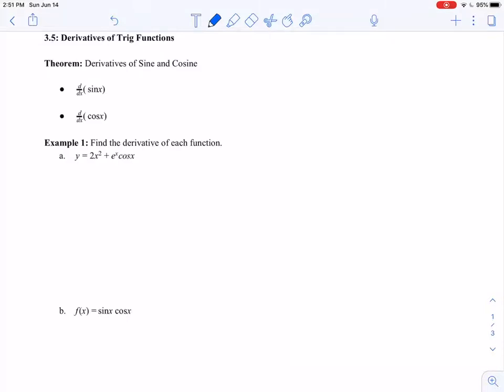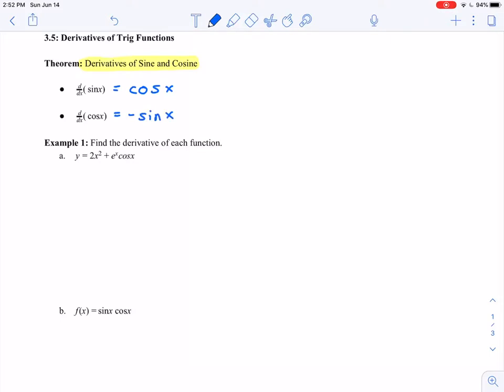So we're going to come back to trigonometry here in this section to talk about the derivatives of trig functions. And we're going to start simply with the derivatives of sine of x and cosine of x. We're just going to look at those two to start. If I want to take the derivative of sine of x, the derivative of sine of x is actually just cosine of x. And if I want to take the derivative of cosine of x, the derivative of cosine of x is negative sine of x.